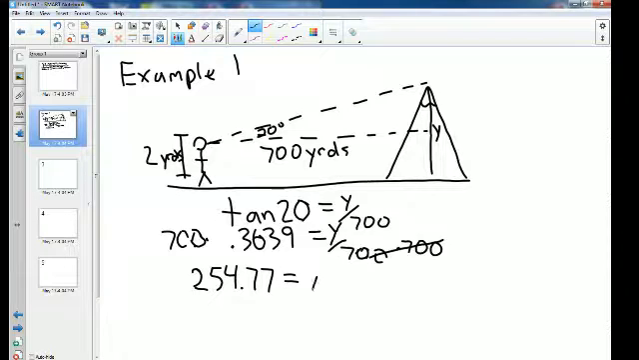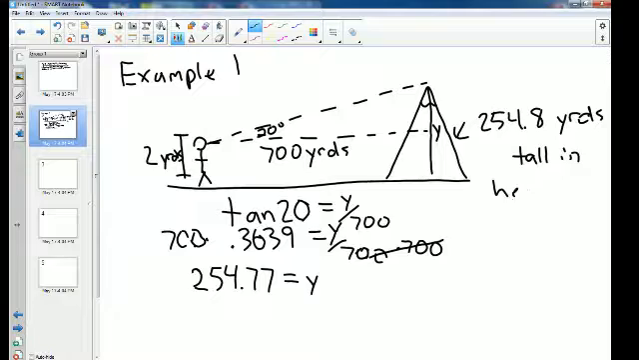Which is y. So this shows that the mountain right here, the length of it is approximately 254.8 yards tall in height.